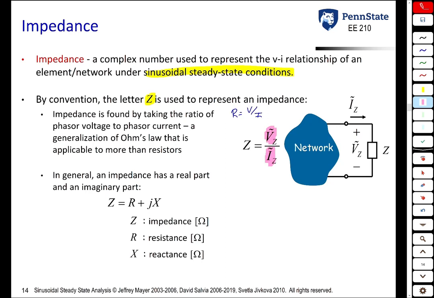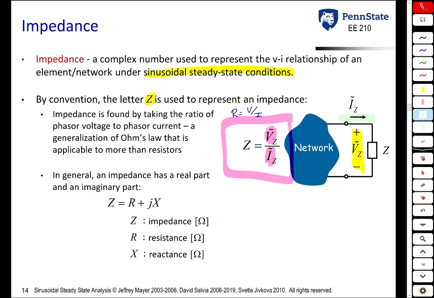And just like you can find the resistance of a single element, or you can find the equivalent resistance of a whole bunch of elements combined together, same thing with impedances. You can find the impedance of just a single element, or you can find the impedance of a whole bunch of elements combined in series, parallel, or some other combination. And so this becomes the general relationship between the voltage across a group of elements and the current through that group of elements.